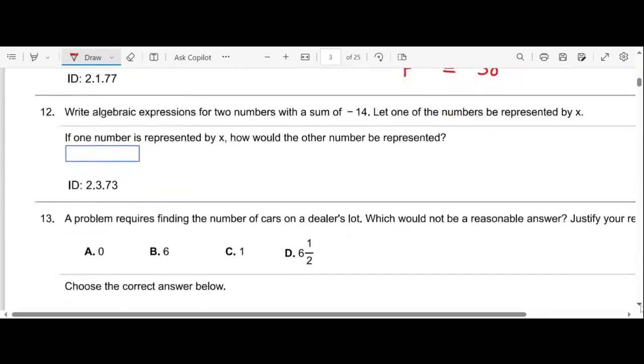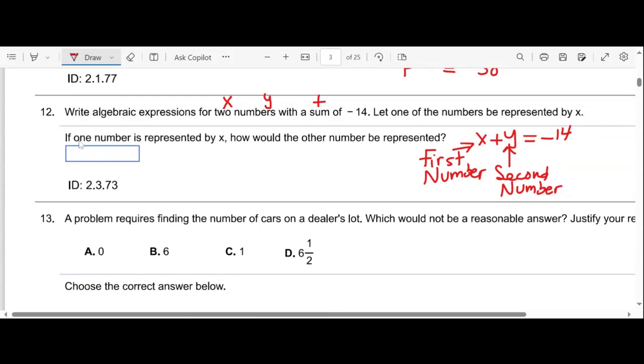Okay, next one. Write the algebraic expression for two numbers whose sum is minus 14. Let one of the numbers be represented by x. Okay, so we have one number is x. The second number is, let's say, y. He said the sum. What does the sum mean? Equal what? Minus 14. So if I say x plus y equals minus 14, this one is the first number, right? And this one is what? Second number.